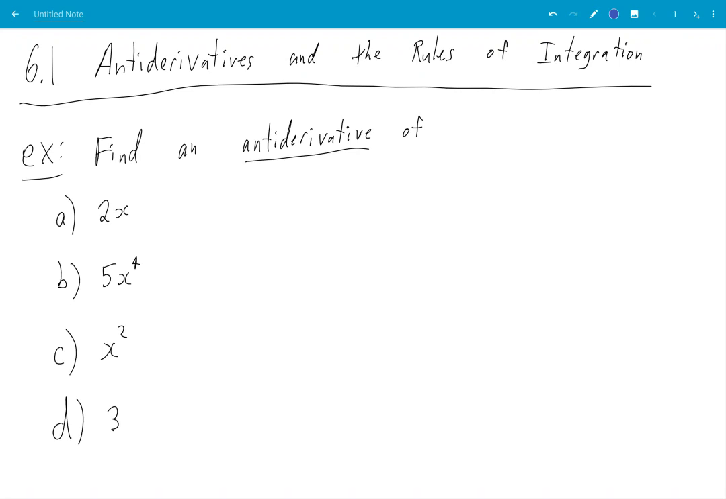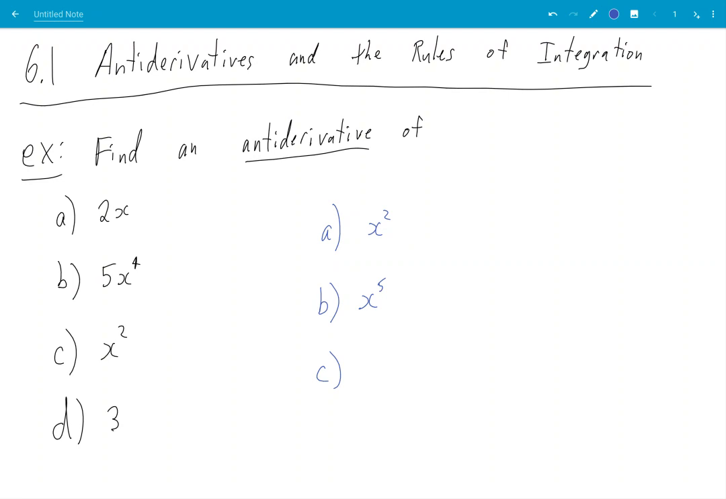So for part A, I'm asking, how do I go backwards from 2x? Well, the derivative of x squared would be 2x. B, x to the 5. Okay, if I do a derivative here, I get this guy.